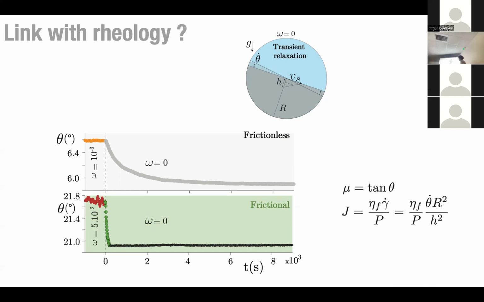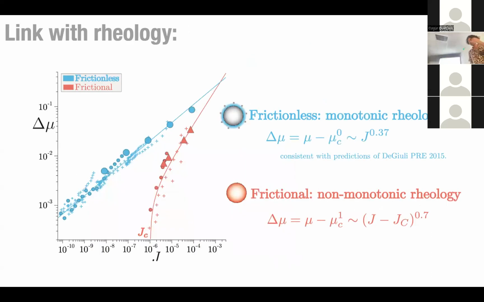And from these curves, we can extract the rheology because theta, the angle of avalanche, gives you the friction coefficient of the suspension, right? And from the rate of decrease of theta, if you do mass conservation here, you can estimate the shear rate in the layer that flows. Okay? If you have the shear rate, you can estimate the viscous number, J. Okay.